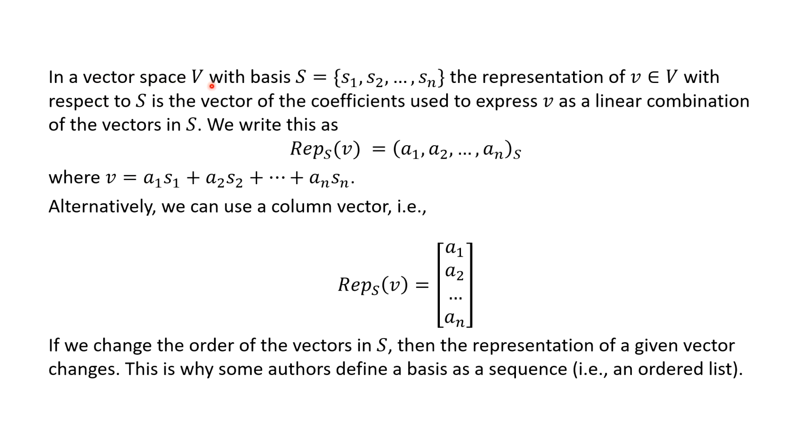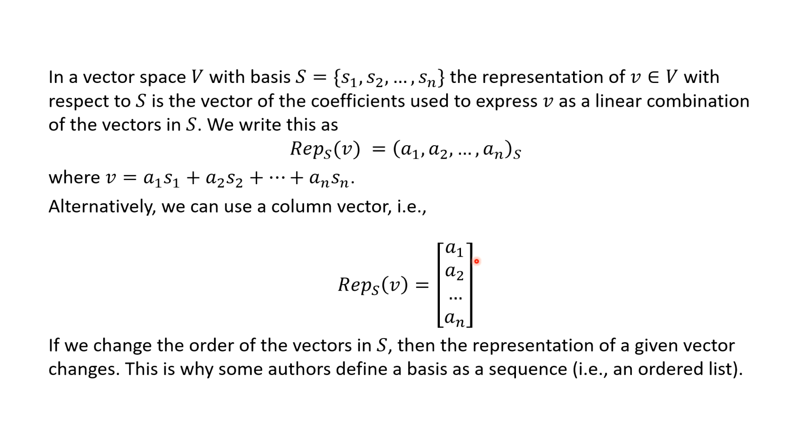In a vector space V with basis S, the representation of a vector v in V with respect to S is the vector of coefficients used to express v as a linear combination of vectors in S. In other words, if v can be written this way in terms of the vectors in S, then the representation of v with respect to S, which we write in this format, you just pick off the coefficients and put them in a row vector, and you put a little S here to emphasize you're using this basis. Or you could put it in column form.